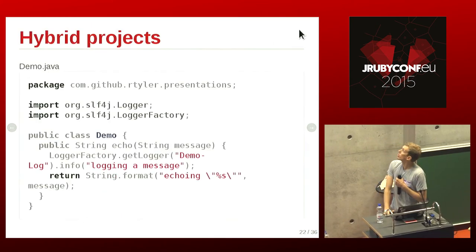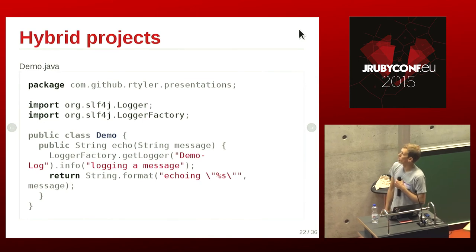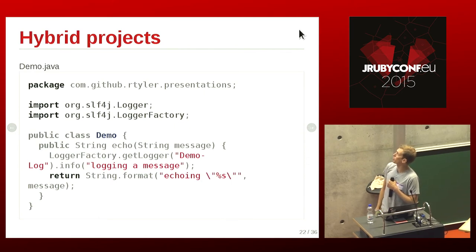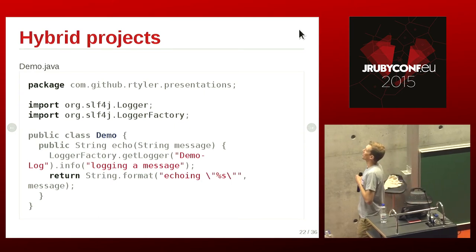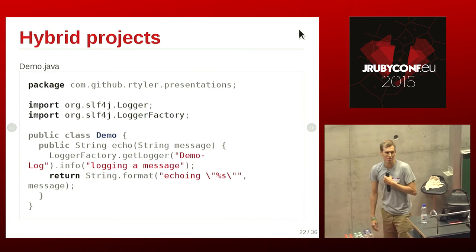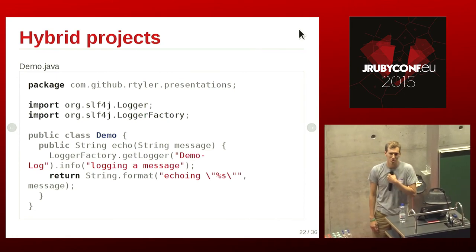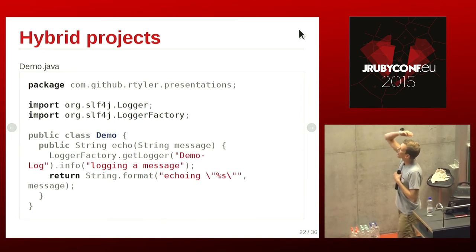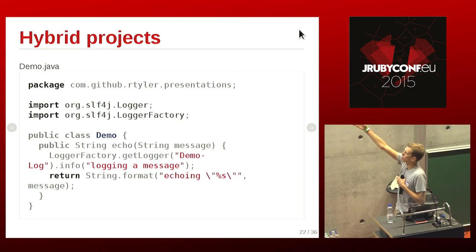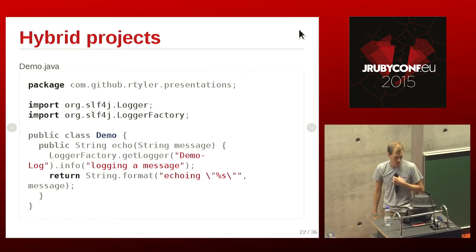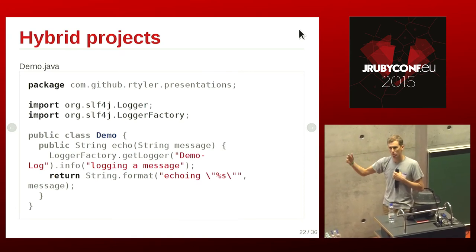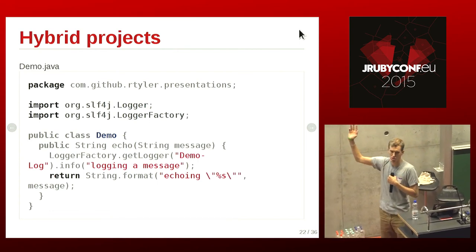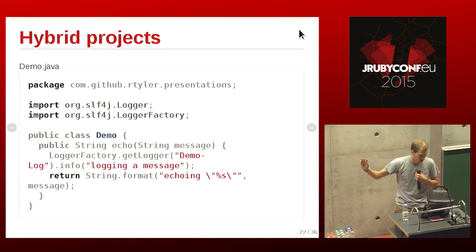So the actual hybrid nature of this project, this is the demo code. I'm a pretty leet Java programmer. This is the most Java I've written in 6 years, I think. So this is about as good as I could get. So I just have a simple echo function that's going to take a string, log using SLF4J that it's going to return a string, and just formats the string to send it back out. This is it. It's amazing code.